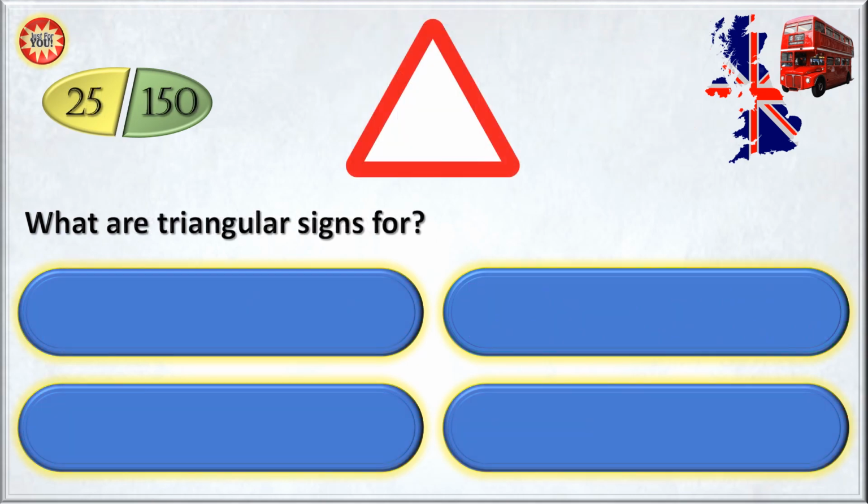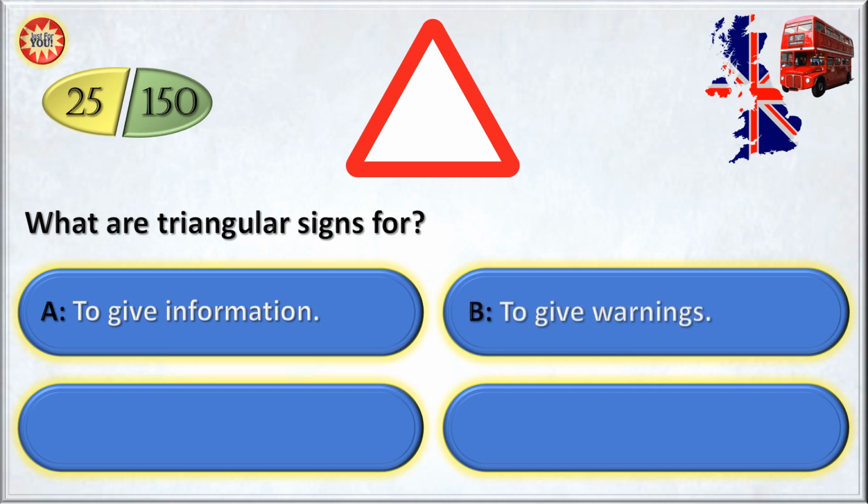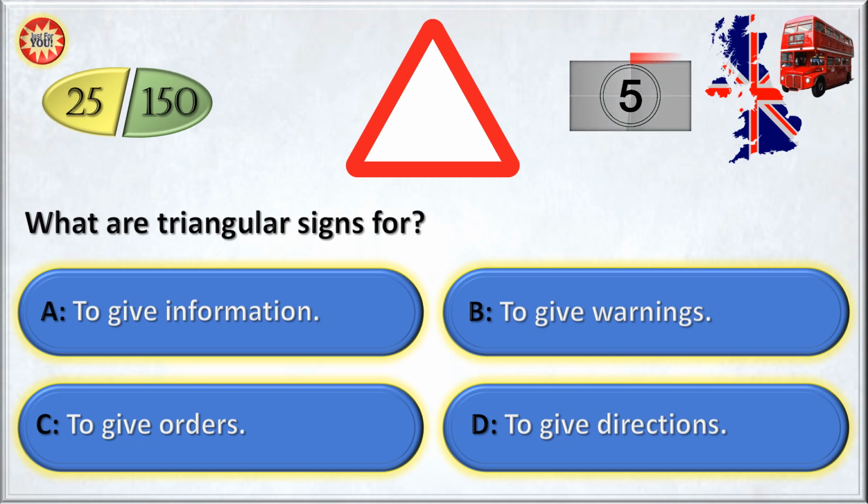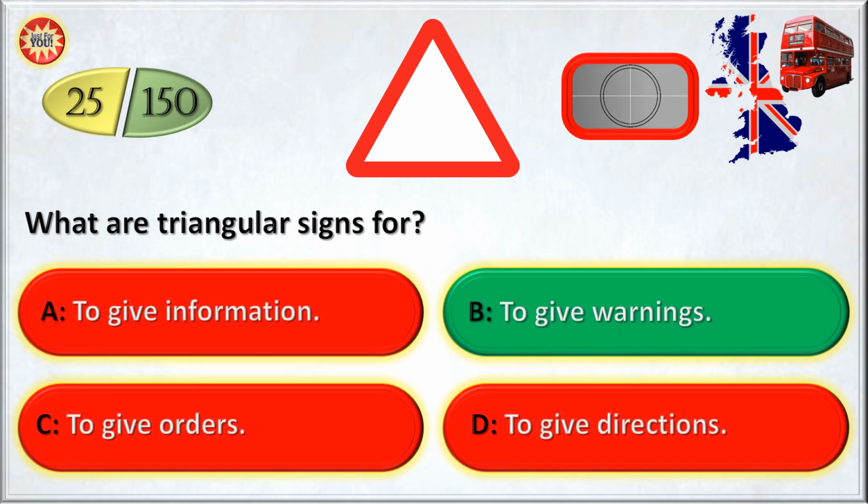What are triangular signs for? To give information. To give warnings. To give orders. To give directions.